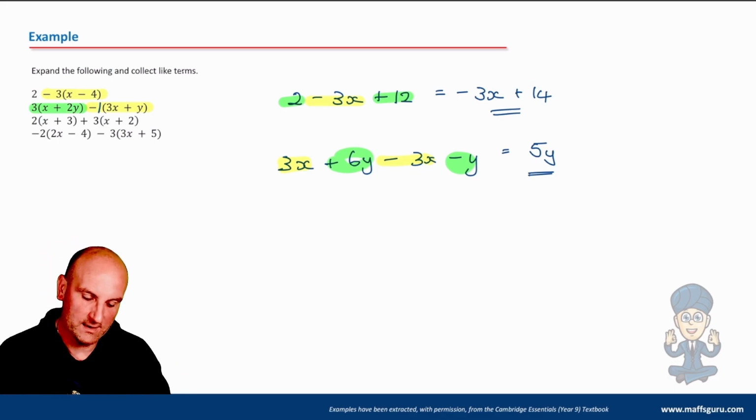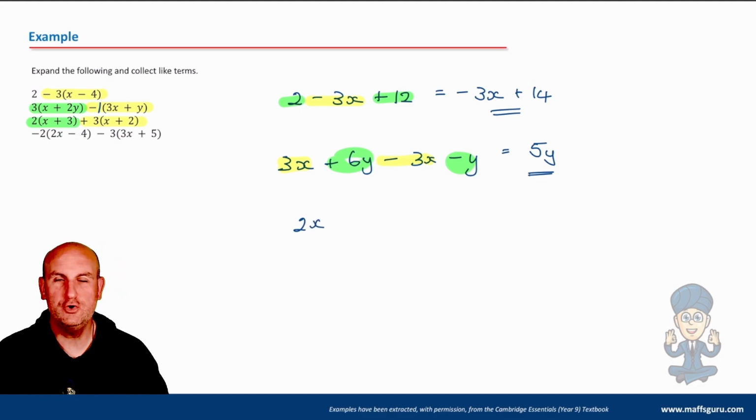Let's do the next one. How are they tricking us here? No, same. They've got one set of brackets and another set of brackets. So let's do the first set of brackets first. I'm going to do 2 times x and then 2 times plus 3. All right, so 2 times x is 2x. 2 times plus 3, well, that's plus 6. That's positive 6.